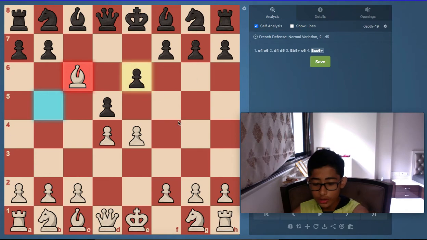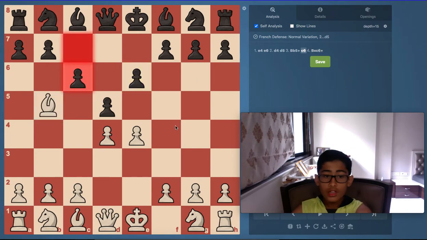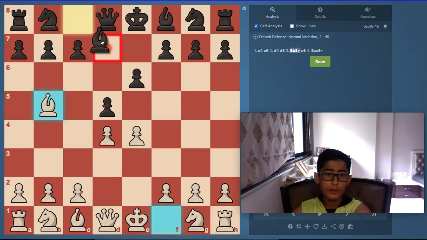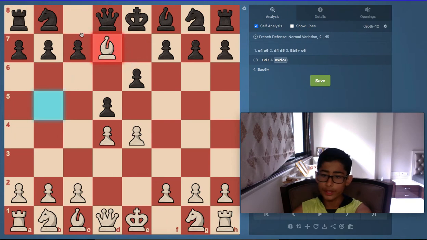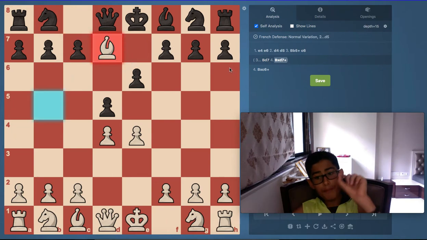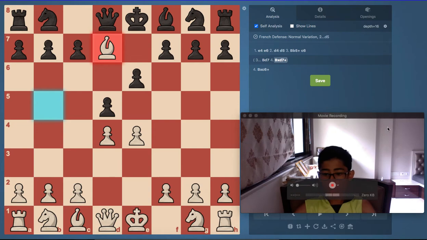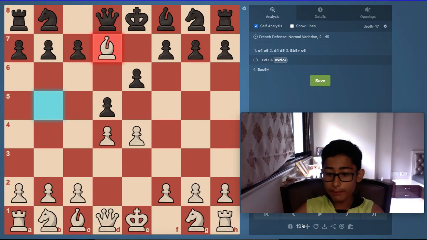Again, let's look at more things. Now imagine you do bishop to d7. Again, same thing. Bishop captures d7, plus sign, check. Plus is denoted as check.